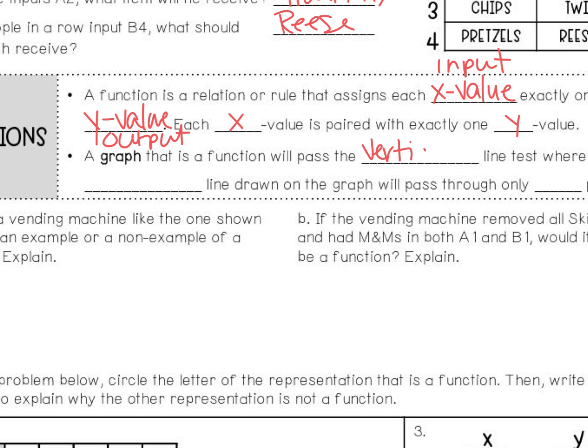And again, this should be review from last year, okay? Where any vertical line, do we know the difference between vertical and horizontal? Yes. Okay, vertical is up, down, right? Horizontal is like the horizon. So we are drawing an up, down line on the graph, and it needs to only go through one point. So if we draw a vertical line and it crosses our graph in more than one spot, that means it is not a function. If we have a set of values in a table or a mapping or coordinates and our x is repeating, then it is not a function.